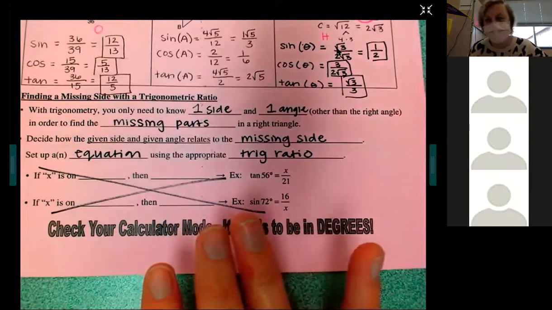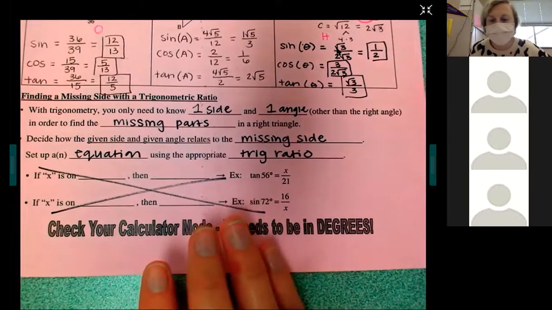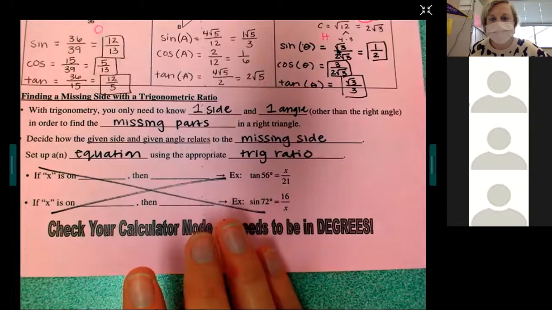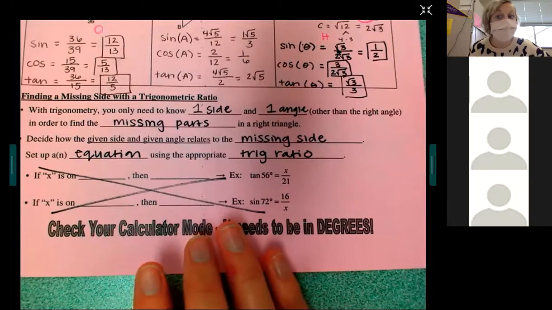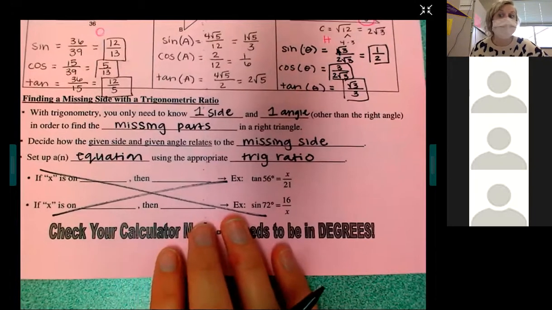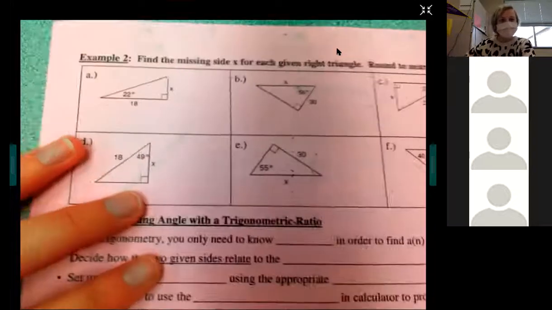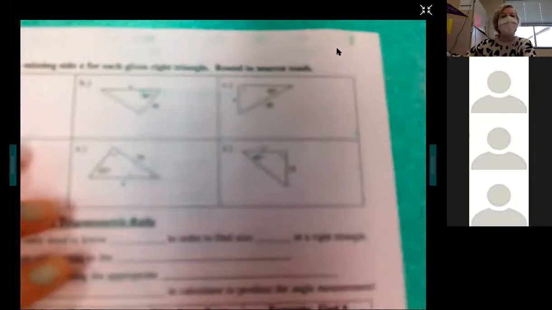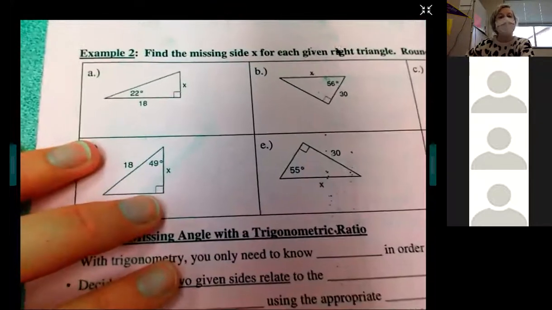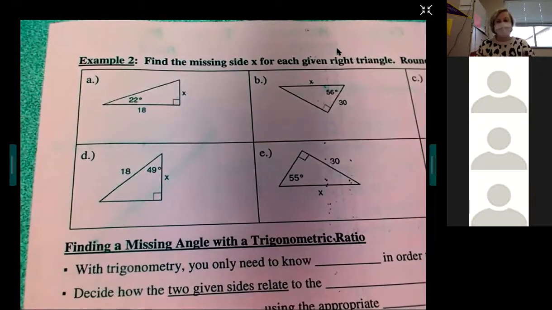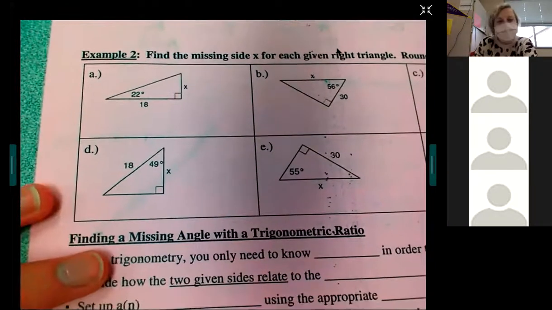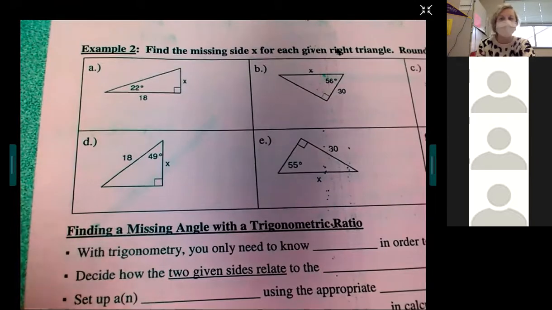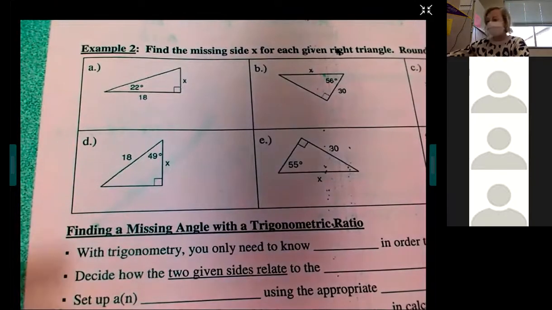Is anybody at home still writing? I'm going with no, since y'all didn't answer. All right, so it says find the missing side x for each right triangle, round to the nearest tenth. Perfect. I'm gonna do A and I'm gonna do D just because they're underneath each other, so it'll be easy.